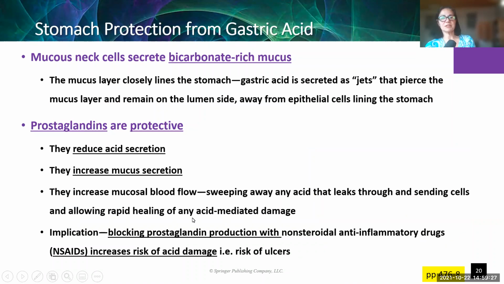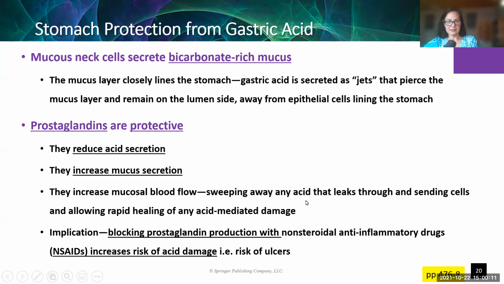All right, so stomach protection from gastric acid, as we've said, we've got some cells that are making this very bicarbonate-rich mucus. That mucus layer closely lines the stomach, and then the gastric acid, you still have to make it, but it shoots out like a little jet through the mucus layer. And so it remains on the lumen side, so most of that acid is actually not touching our own stomach cells. And then prostaglandins, as I've mentioned, reduce the acid secretion, so they inhibit that proton pump. They increase this very basic mucus.